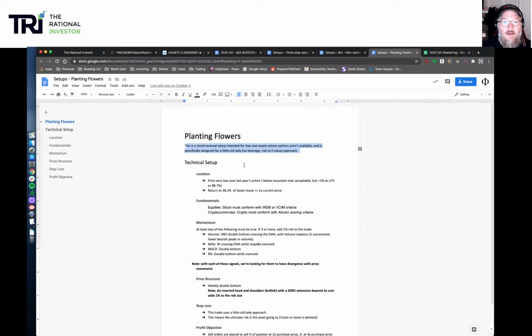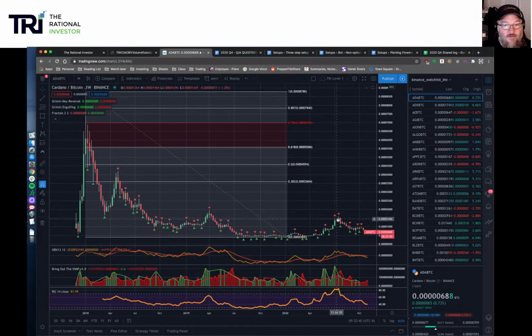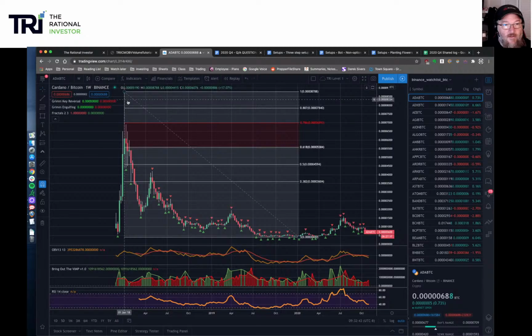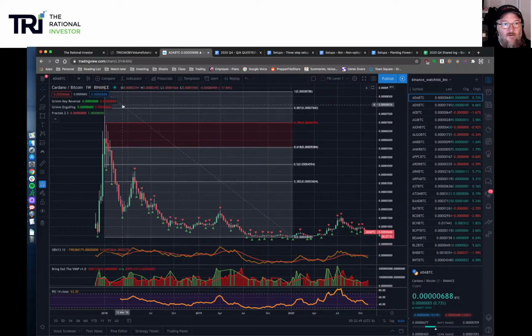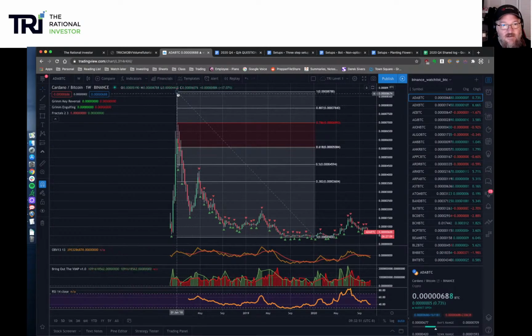at the document, right? We want price to be very low over the last year's action, right? Below Mountain Man is acceptable. What we're really looking for is a return to the 38.22% of this down move being twice the asset price, okay? So what I'll look for is, this is the overall move down. This is from 2017 to 2018, right? So this is pretty old. Let's look at just this last year's.